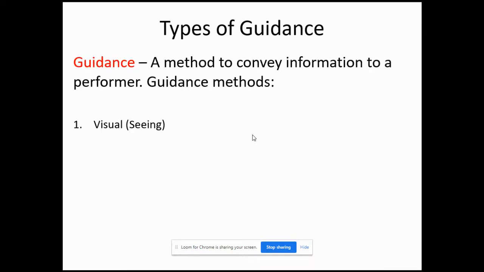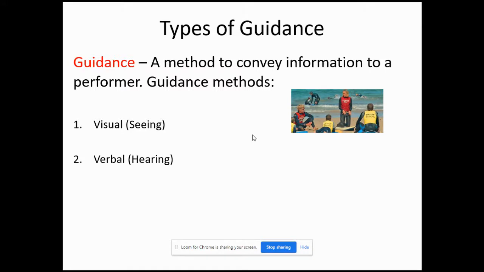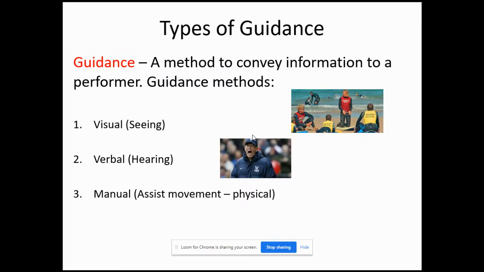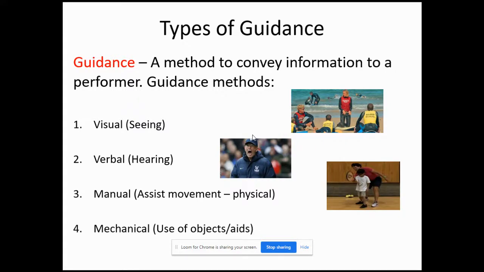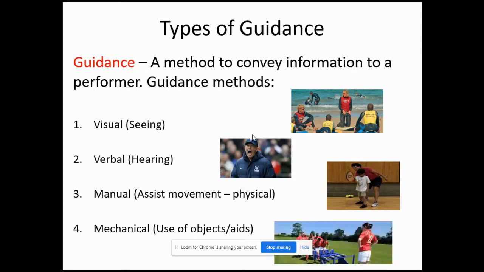visual guidance, okay, which is when you see something, could be through like a demonstration or a video. Then we have verbal guidance, which is when someone is telling you what to do. Then we have manual guidance, which is when you physically move somebody. Then finally, we have mechanical guidance, which is the use of training aids or objects to help somebody learn something.